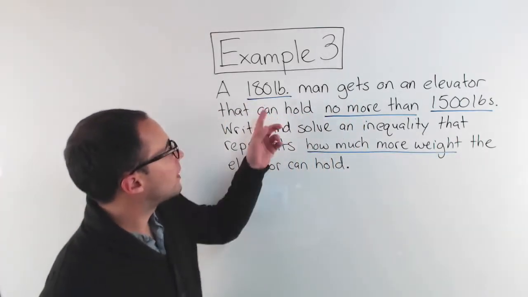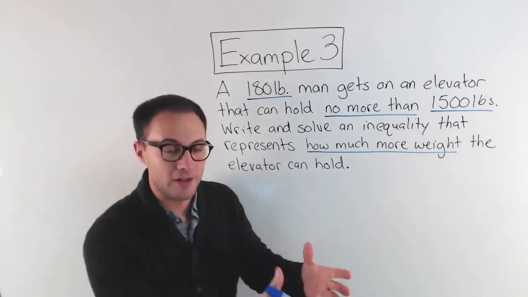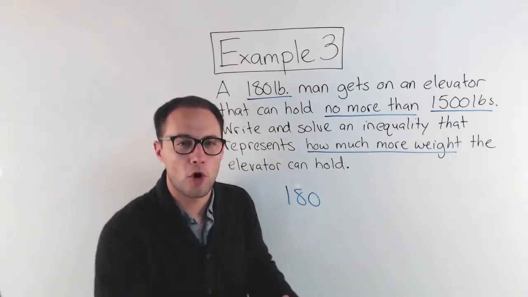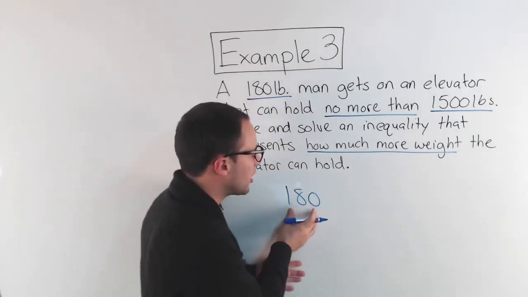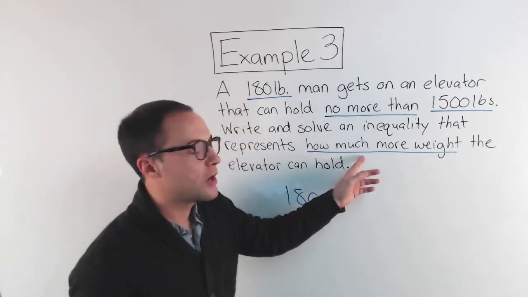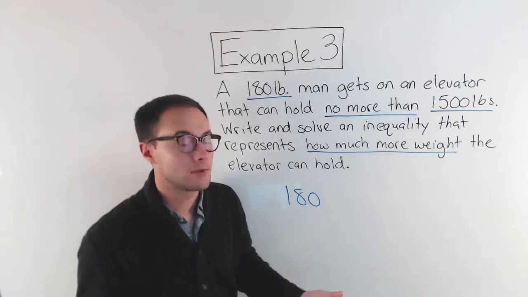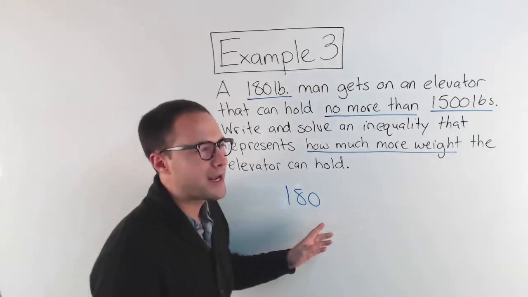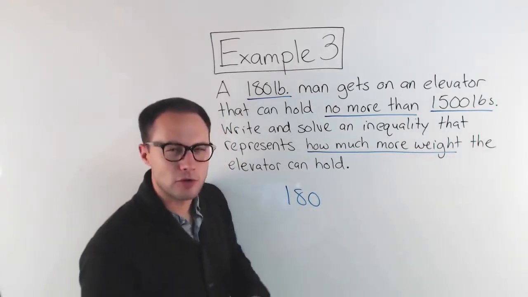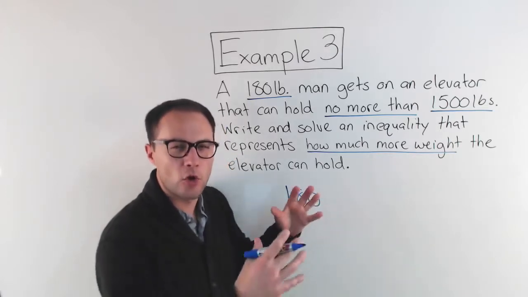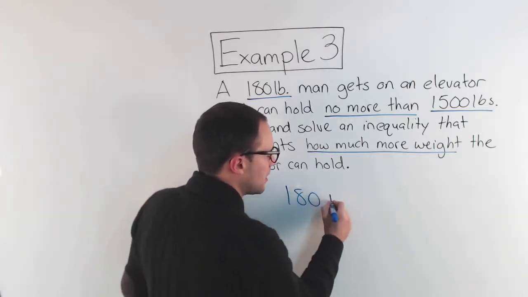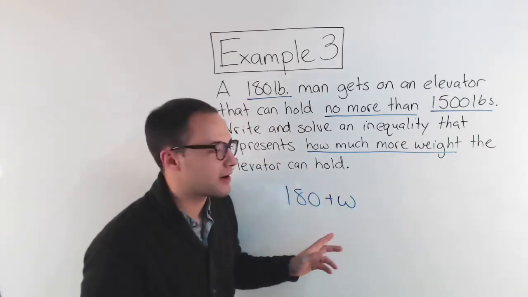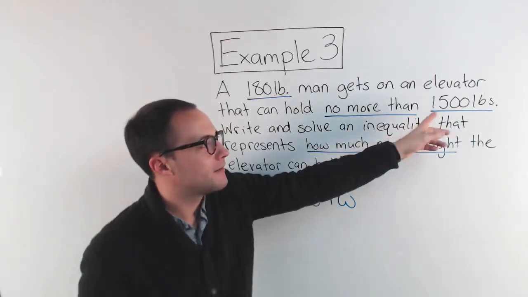Well, we're starting with 180 pounds on the elevator, right? The man's on the elevator, so we've got 180. We want to know how much more. Well, if we already have 180 and we're thinking about how much more, we don't know how much more, so that's going to be our variable. If we're talking about how much more weight, let's call it W. So are we going to add that W to 180? Are we going to subtract? Well, we're looking for the total weight, so we're going to add that. 180 plus W, that's how much more. All of that together has to be no more than 1,500 pounds.